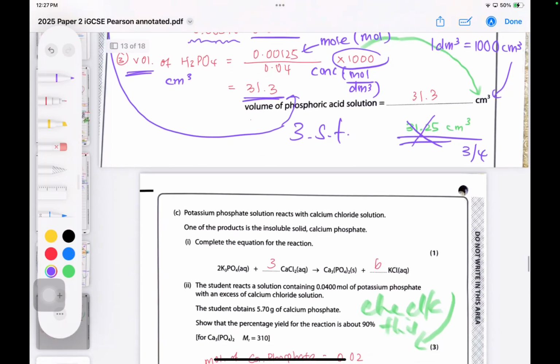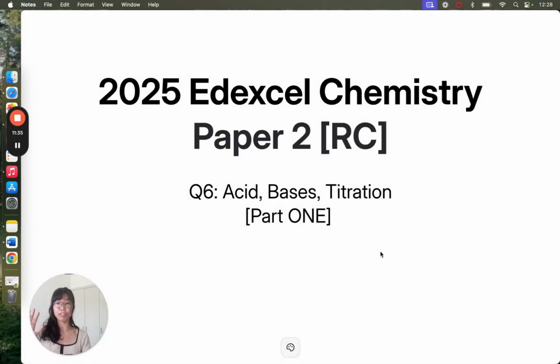Alright, I think the next part is going to be quite lengthy. So what I'm going to do here is take a pause for question 6, part 1, and show you how swirling looks like. Basically, as you add your acid or alkali into the solution, you should give a swirl in your conical flask.